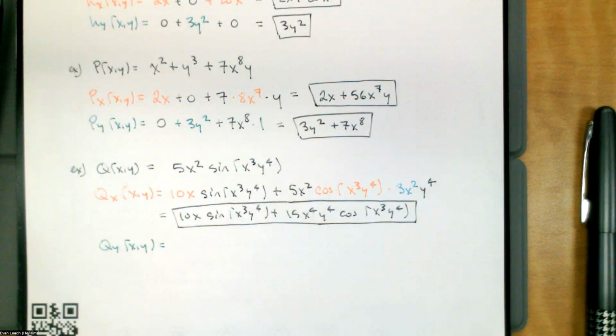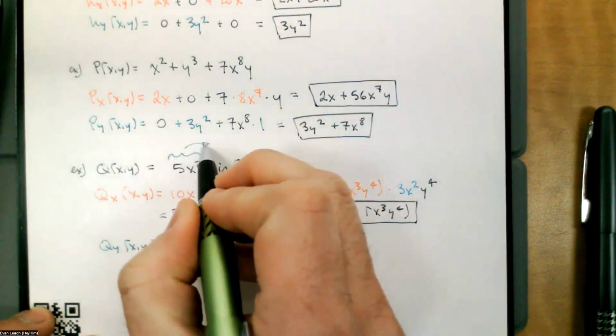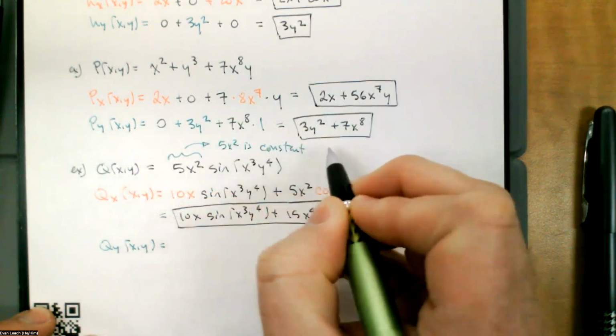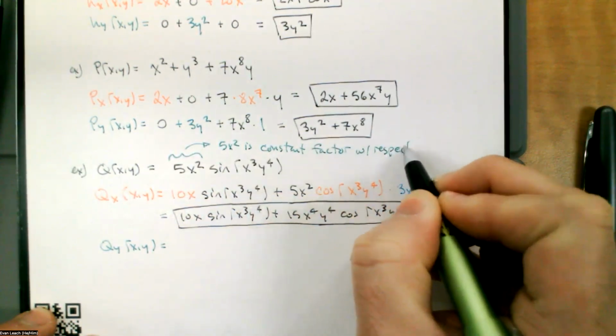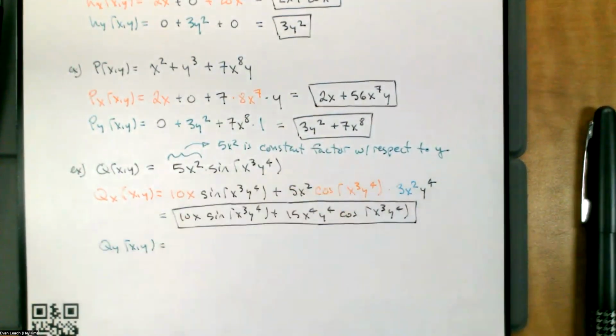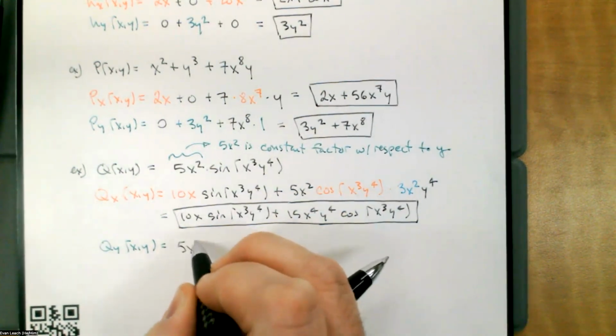We don't need the product rule here because that 5x squared is not a function of y. So as far as y is concerned, 5x squared is constant. 5x squared is a constant factor with respect to y. I say constant factor because it's included with multiplication. So I just treat it like a constant factor, 5x squared.